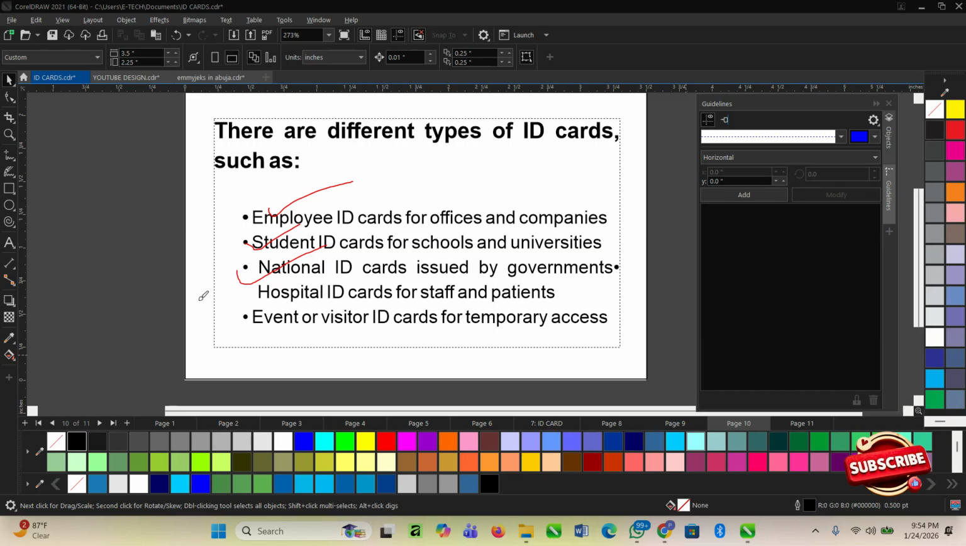And then hospital IDs. These are hospital ID cards for health personnel. For events, people rendering services for an event can also have an ID, which will actually be a brand giving you a service at an event, on a temporary basis. These are ID cards for temporary access, which you can see here.